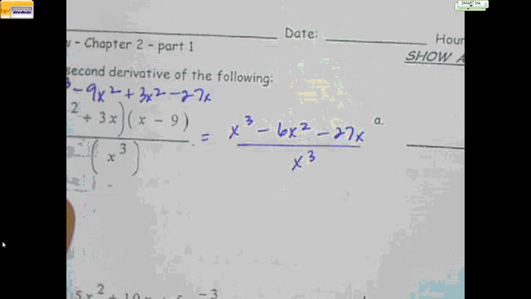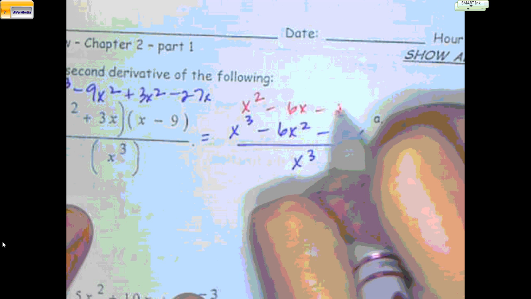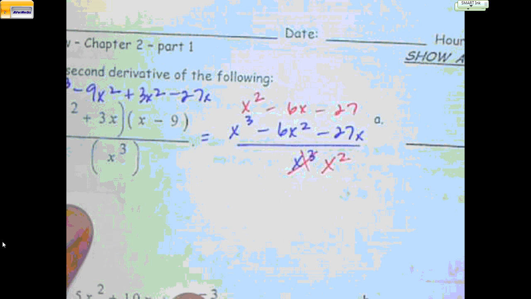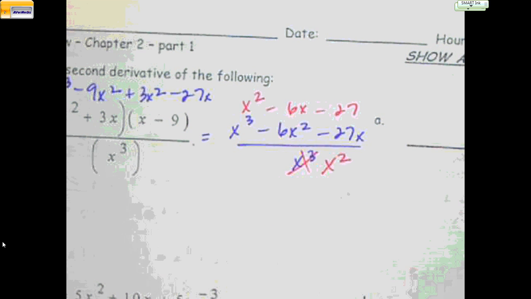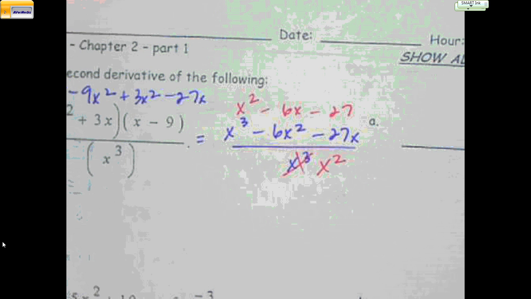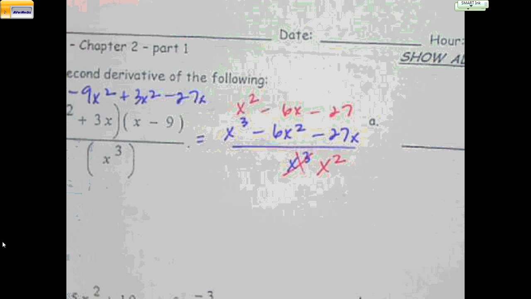What can you do? Yeah, we can take out an x, can't we? So now I have x squared minus 6x minus 27 over x squared. Now, most of you from here would probably do the quotient rule. And you can, and it will get you there.